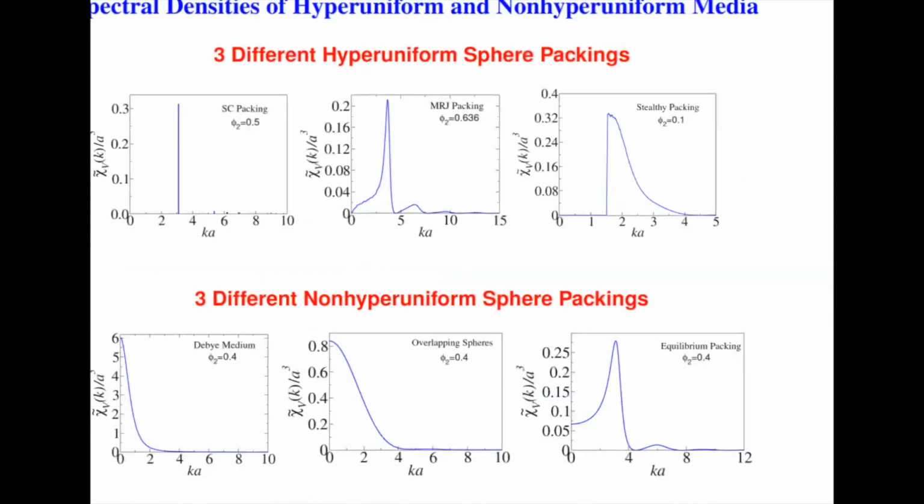Now I want to show you some examples of what the spectral density looks like for 3 types of hyperuniform sphere packings and 3 types of non-hyperuniform sphere packings. In the case of a simple cubic lattice packing, you get Bragg-like peaks that you can hardly see after the first Bragg peak. That's what the spectral density looks like, where A is typically in this talk going to be the radius of the particle.